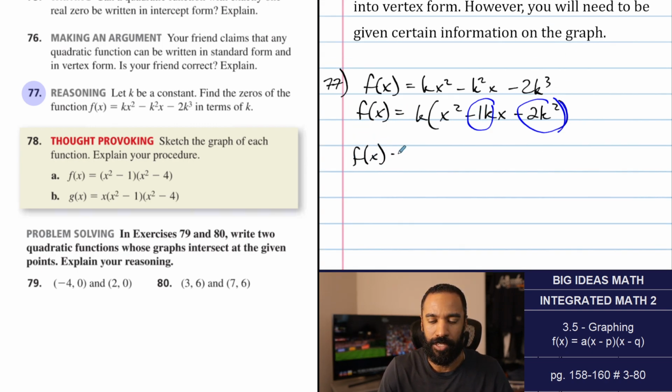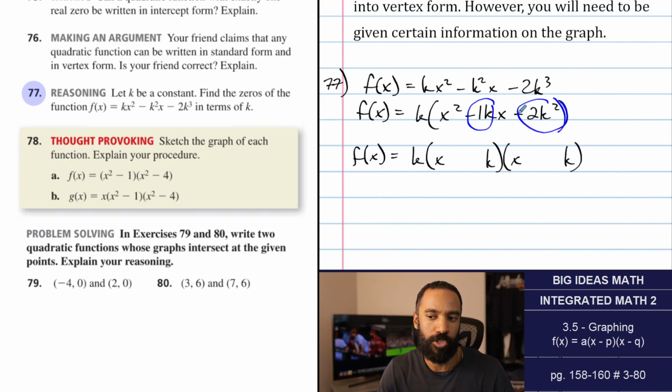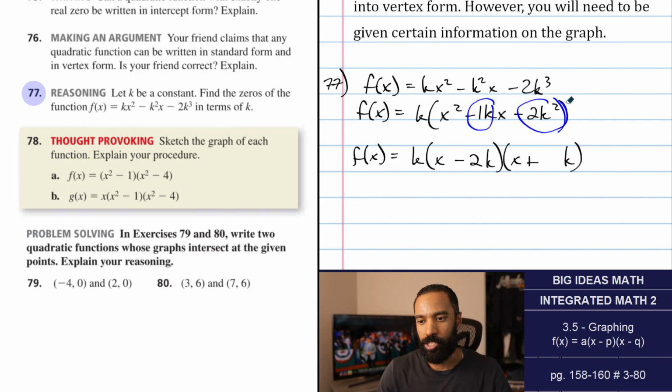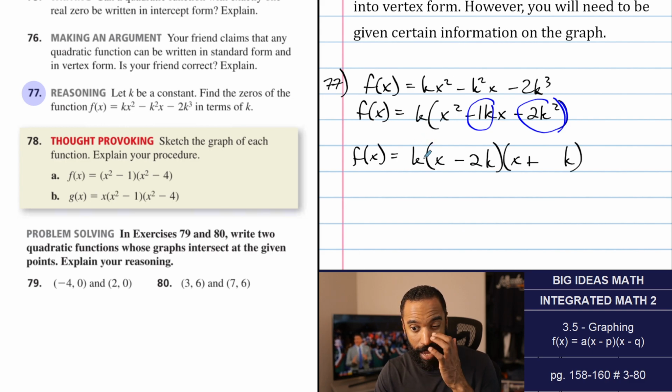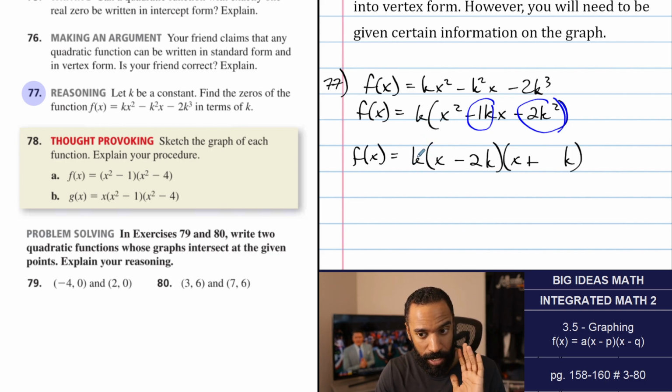So it's basically like this. It's going to be k times some sort of x and x here, and these answers will have k's in them. I just need to have numbers that multiply to negative 2 and add to negative 1. That's negative 2 and positive 1. So like that. x minus 2k times x plus 1k, or x plus k, right? So that's my factorization. k is a common factor. k is not a variable. k is not a solution to this. It is just a number that represents something.